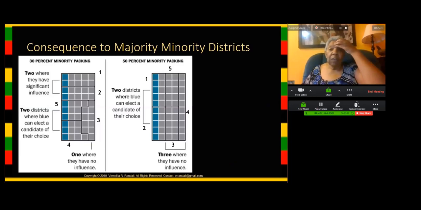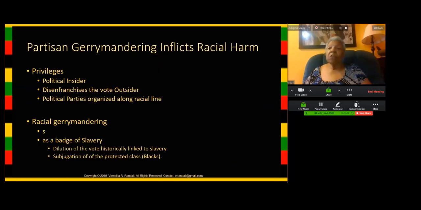But the problem becomes, if you look at the 50% minority district, what you see is that out of the five districts, they only have influence or power in two of the districts. And that's the problem. Now, a 30% minority packing will give them more influence, because you will have two districts where they can elect someone, one district where they can't elect anyone, and two districts where they have some influence. So significant packing has the unintended consequence of diluting the vote of minorities, of Black voters. Here's the problem: partisan gerrymandering today inflicts racial harm.